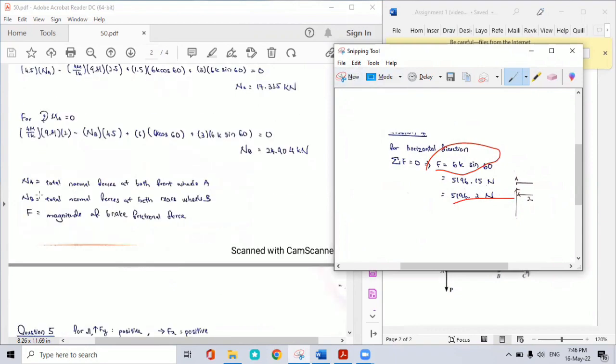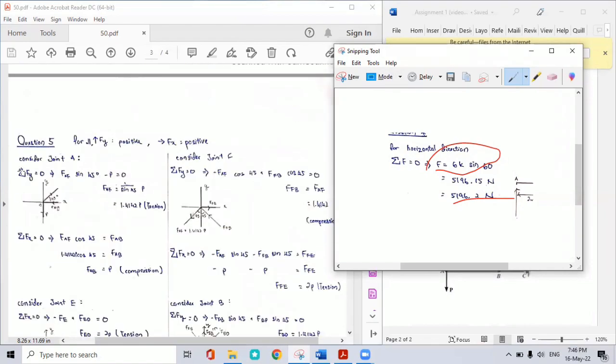Okay. For information, NA is equal to the total normal forces at both front wheels, NB is equal to the total normal forces at both rear wheels, and F is equal to the magnitude of the brake frictional force.